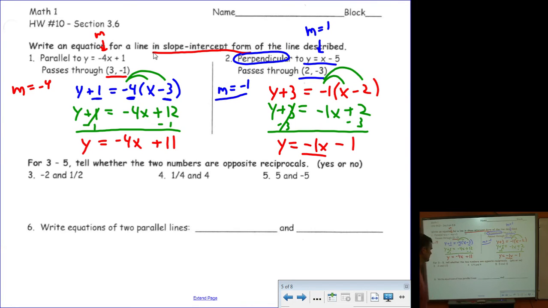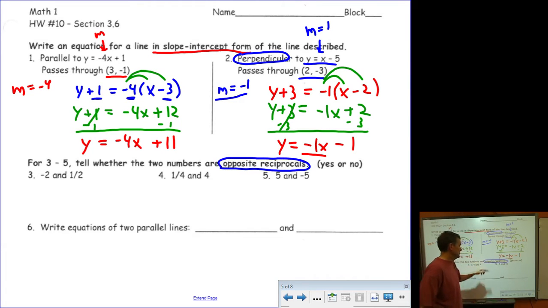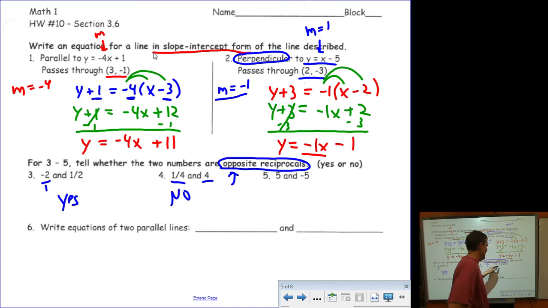All right, problems 3, 4, and 5. I'm supposed to tell if these are opposite reciprocals. So flip them over, change the sign. -2/1, you flip it over, it'd be 1/2, change it to positive. Yes, they are. But these two numbers, number 4, they are reciprocals, but they're not opposite reciprocals because they're the same sign. So no, not opposite reciprocals. And these are opposites, but they're not reciprocals. So no, those aren't opposite reciprocals either.